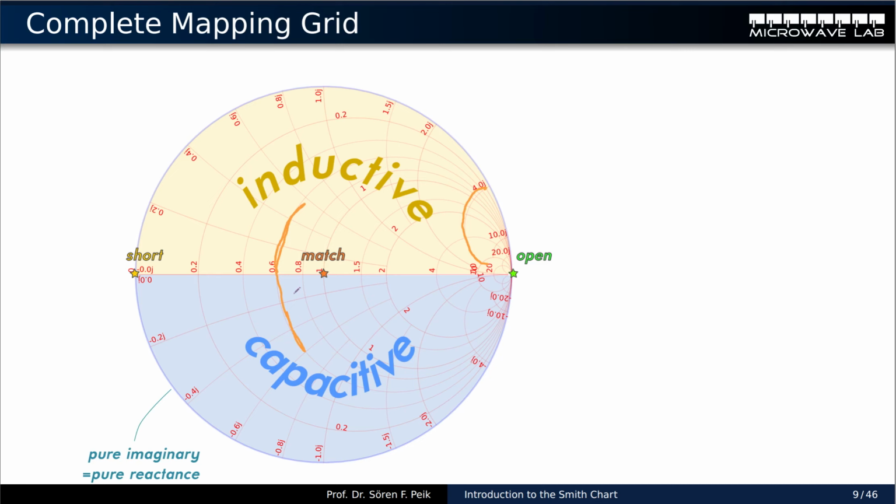We also see our special points here in that chart. The center is the match point, where the real part is 1 and imaginary part is 0. The short is where everything is 0, and the open is where everything is infinite. Everything on the lower half in the Smith chart is negative j values. Negative j values means capacitive. Everything in the upper half of the Smith chart means it's inductive.